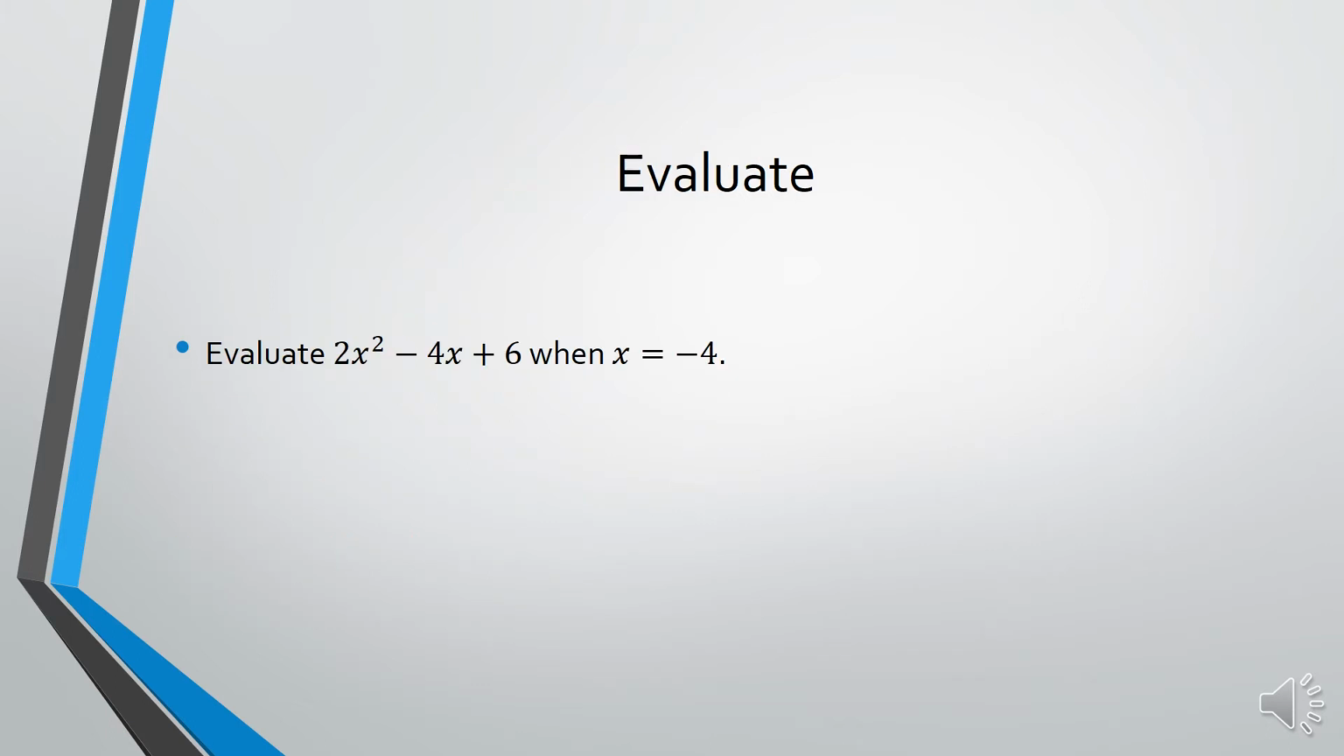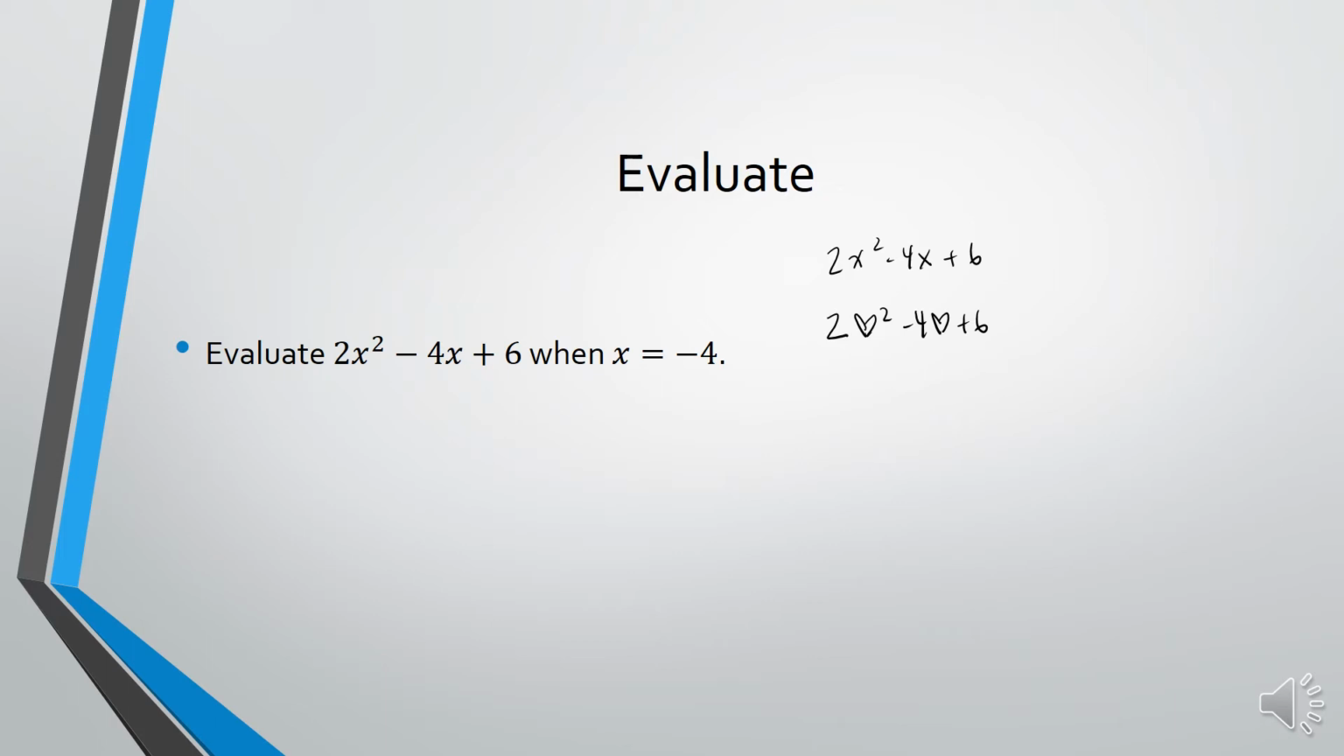First thing we want to be able to do is evaluate 2x squared minus 4x plus 6 whenever x equals minus 4. So when we write 2x squared minus 4x plus 6, this is actually instructions on what to do with x. X is just a placeholder. So you could actually replace it with anything that you want. I like to use hearts and stars. So you could do 2 times the heart squared minus 4 times the heart plus 6.